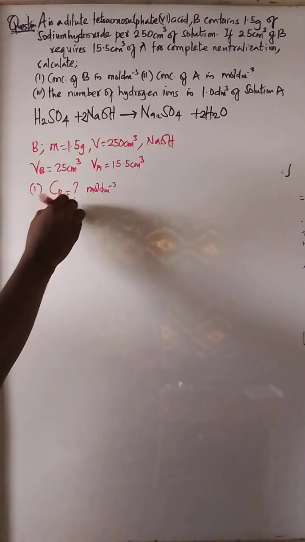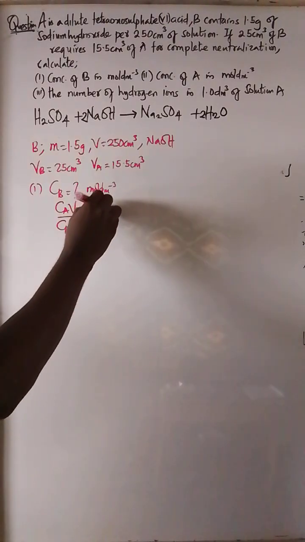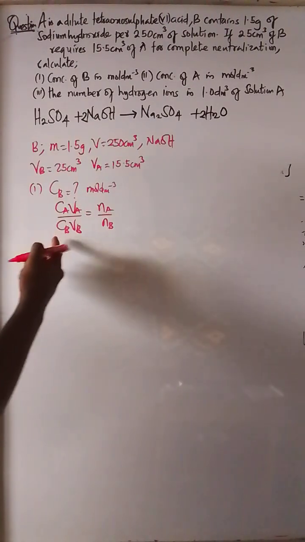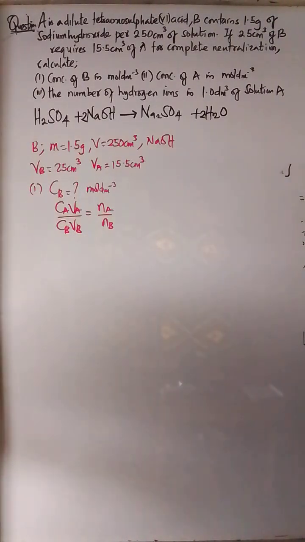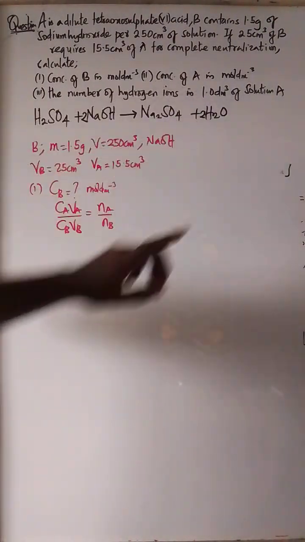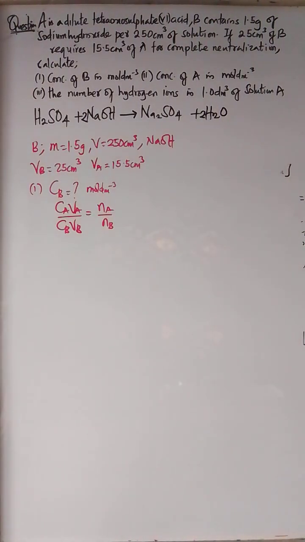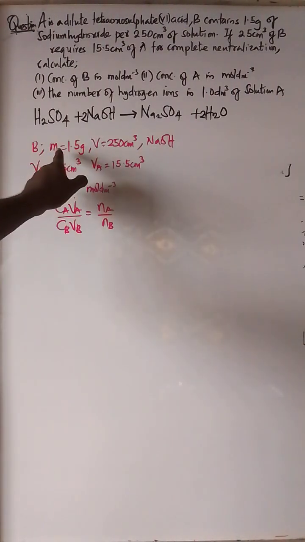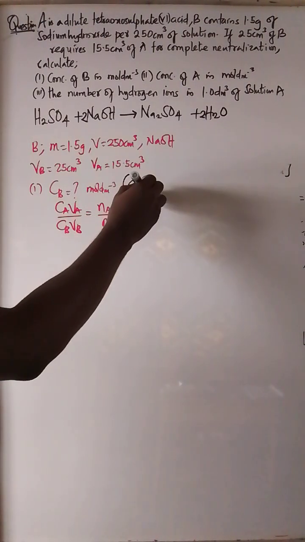Now if you see, you recall the formula that CaVa over CbVb equals Na over Nb. We are looking for Cb. Do we have Ca in mole per dm cube? From the question, you are not given. Since you are not given, we can only use the formula. Let's see if there is another parameter given. Okay, from here, for B, we can get the concentration of B in gram per dm cube.